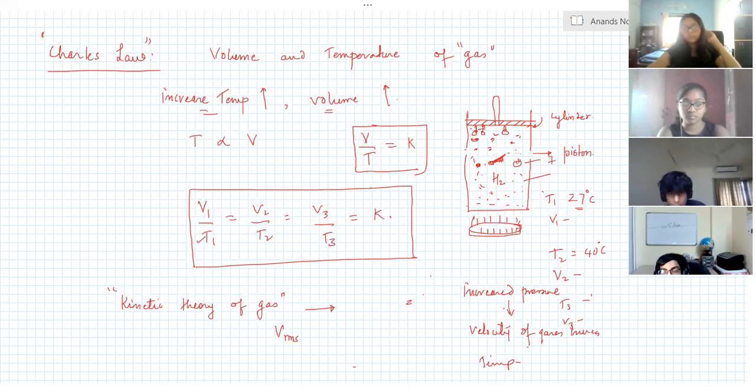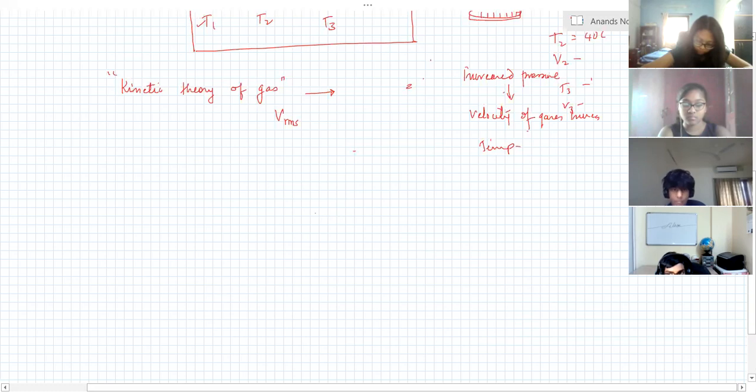Yes, sir. So when you wrote increased pressure, and below that, velocity of what, sir? Velocity of gases. I was just trying to tell you why the piston moves.